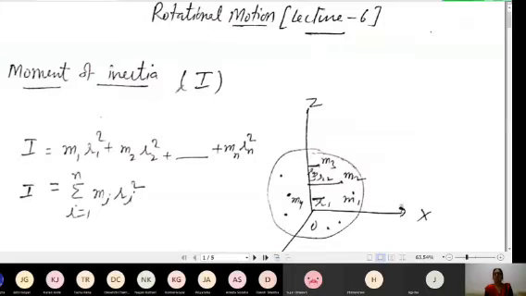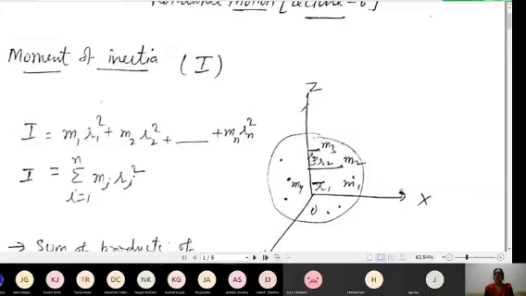You can say it is the moment of mass, because we have already seen that mass is a measure of inertia. So in place of saying moment of mass, we are calling it moment of inertia, and its role is the same as that played by the mass in linear motion.